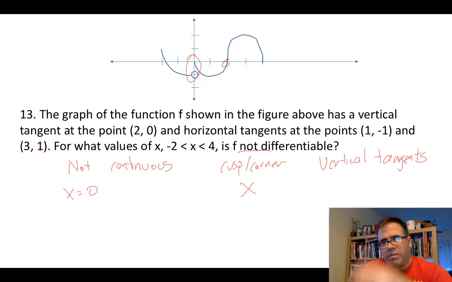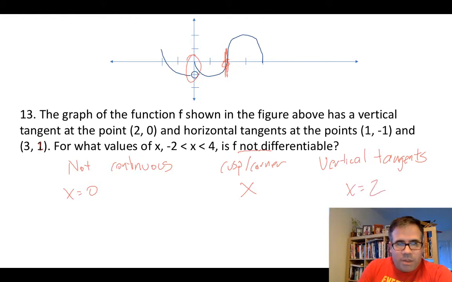Means that in a vertical line, the slope is considered to be infinity. And infinity is not a number. So when you have a vertical tangent, the derivative at that point we consider to be infinity. So it's not really defined in any sort of way. And we do have a point of vertical tangency. That's at this point I circled earlier, (2, 0). So that's when we have x equals 2. So when we're looking for what values of x between -2 and 4 is it not differentiable, we'd say x equals 0 and x equals 2.